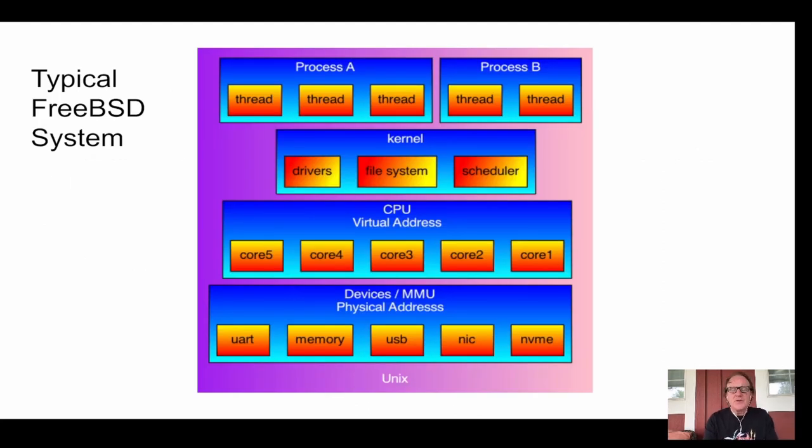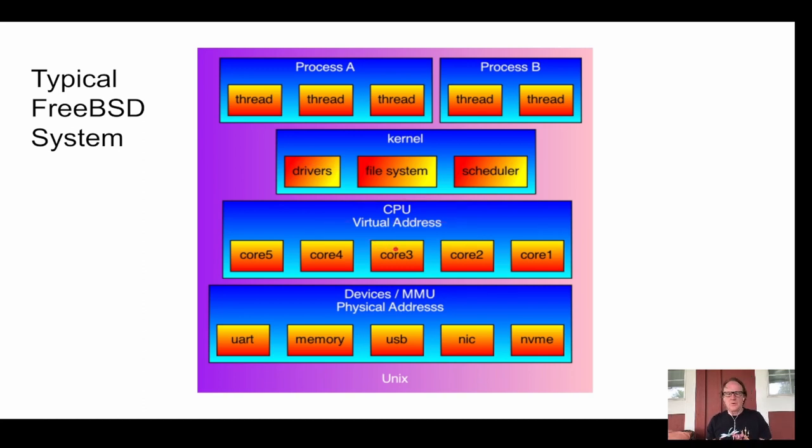Now, this is a typical FreeBSD system, or a way that you could potentially conceptualize a FreeBSD system. You have a number of processes up here. Each one has a number of threads. The kernel will schedule them and provide file system and device access for them, and it schedules them amongst the cores that the CPU has.